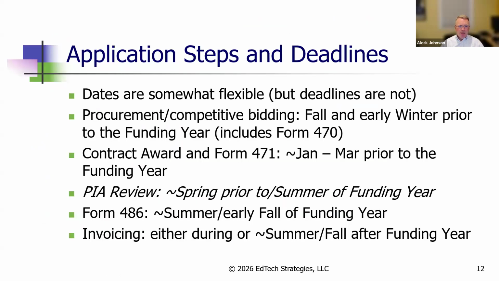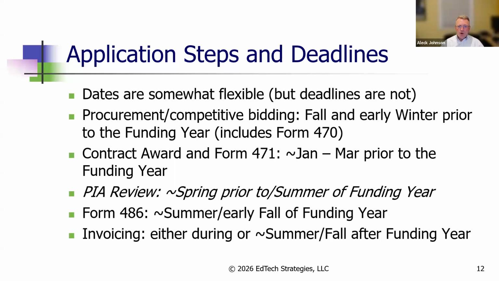It's important to remember that for the E-rate program, the dates are somewhat flexible, but the deadlines are not. And what I mean by that is that the dates change on an annual basis for a number of different components of the program, but the deadlines by which things need to be done are typically fairly inflexible. So your procurement and competitive bidding process, if you have to do that, if you're not in the middle of a multi-year contract, that's going to typically happen in the fall and early winter prior to the funding year. So that's when you would file your Form 470, release your RFPs, etc.